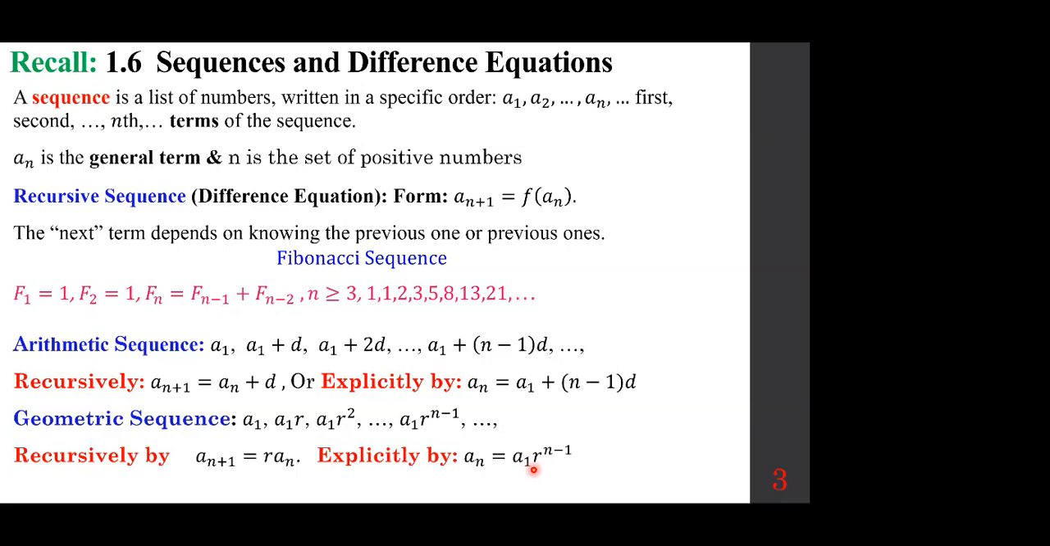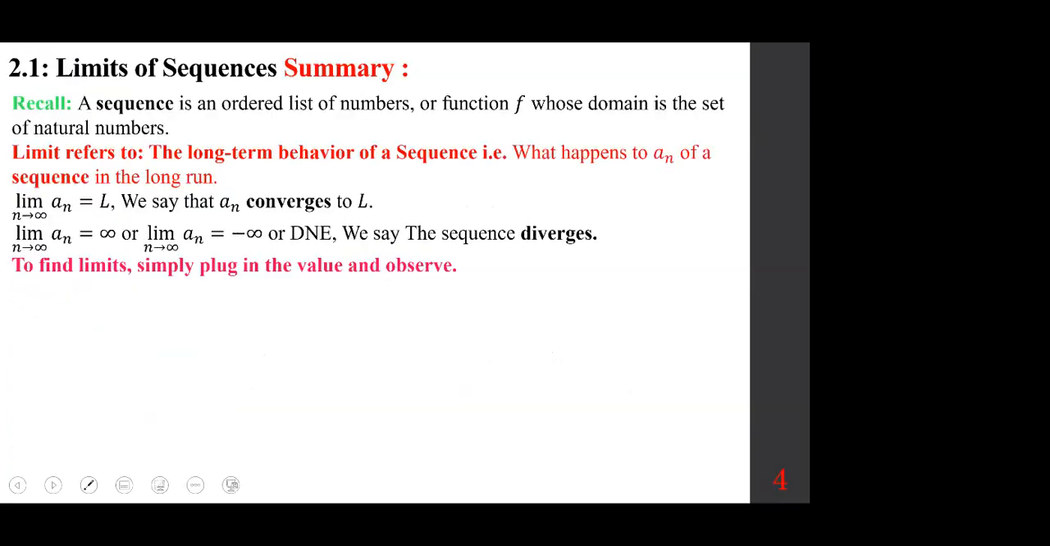And so now let's move on to the new stuff. I'm going to give you the synopsis of what we are going to cover, and then we expand on that as we look at the concept as well as examples involving that. A sequence, as was mentioned, is an ordered list of numbers. Limit, what do we mean by limit? The long-term behavior of a sequence. In other words, what happens to a sub n in the long term? So let's see how we are going to do this. The limit of a sub n as n approaches infinity is L. In other words, we can say when n approaches infinity, the answer is some number, any number.